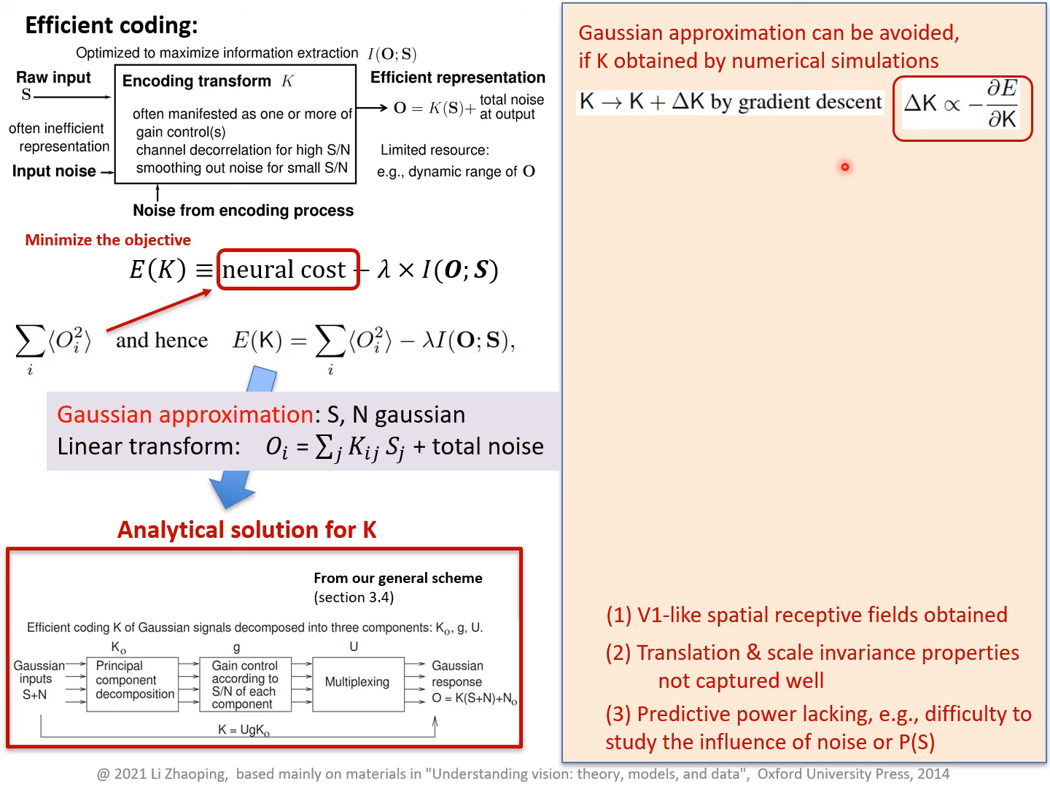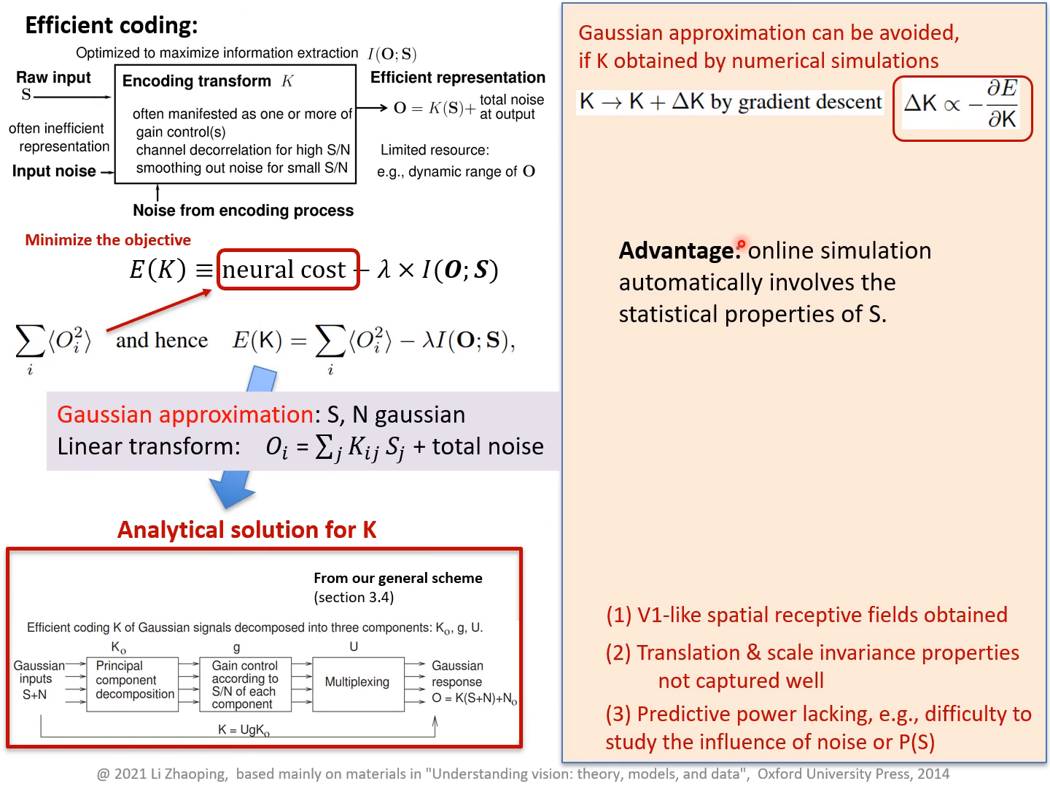So numerical simulations using natural images, which are sampled directly from the true probability distribution, can help us avoid making Gaussian approximations or assumptions about the true probability for this signal S. And this way, all the higher order statistics in the natural images can be allowed to play their role for making the coding efficient. And it's encouraging that such an approach gives the V1-like receptive fields, although this approach also brings these disadvantages.